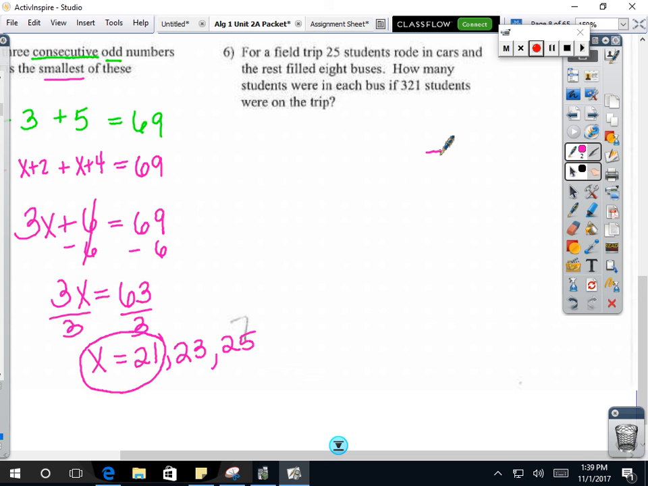Okay, so we know the total number of students on the trip were 321. And we know that 25 of those kids were in cars. We don't care how many cars. We just know 25 kids out of the total were sitting in cars. Plus what? 8 buses. So 8 buses, but do we know how many kids are on each bus? Well, that's what we're trying to figure out. Okay? So what do I do first?